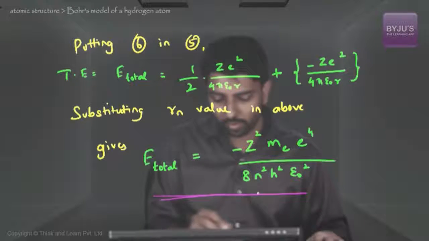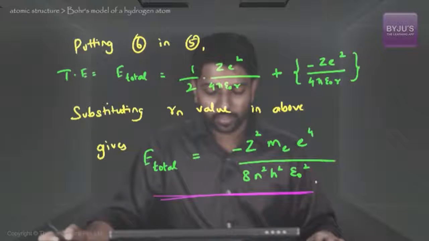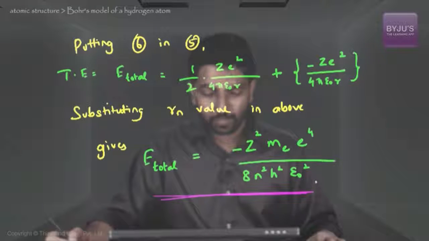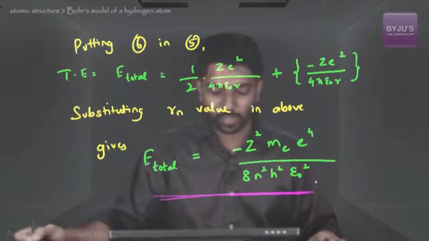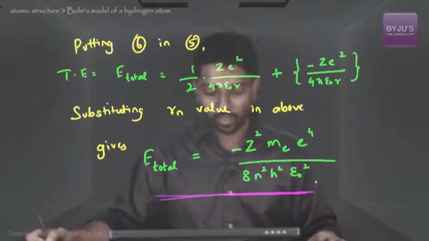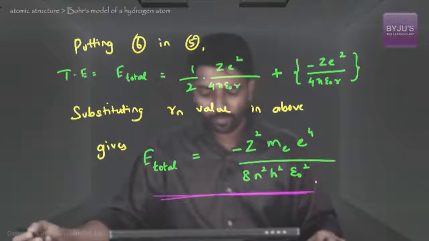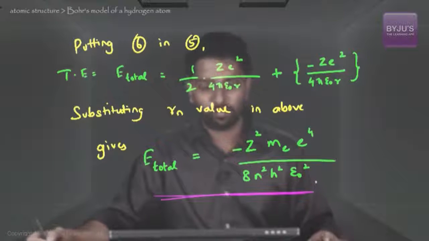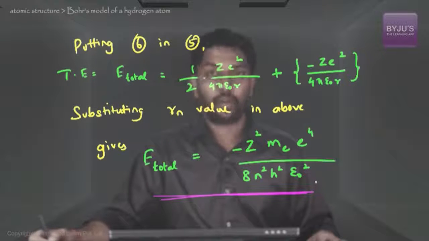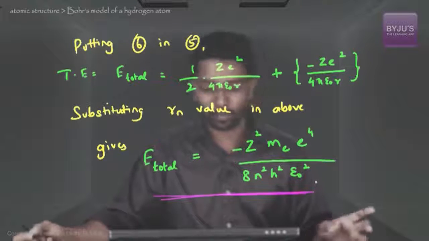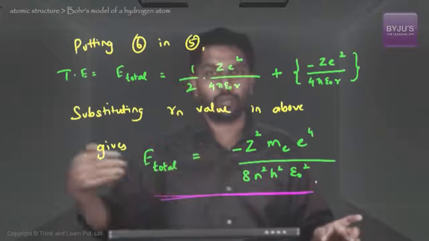I'm talking about this expression, minus Z square times the mass of an electron times e power 4, the whole thing divided by 8 n square h square epsilon naught square. So epsilon naught is a constant from electrostatics. It is called the permittivity of free space. Mass of an electron is me. n is the quantum number n, which can vary from 1, 2, 3 and 4.